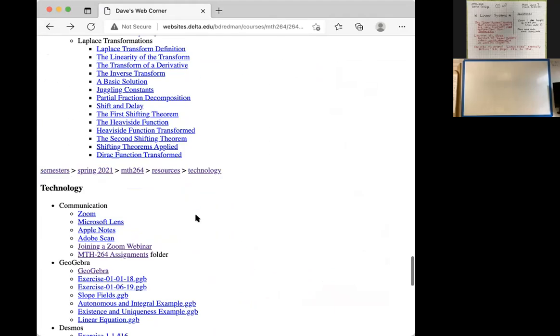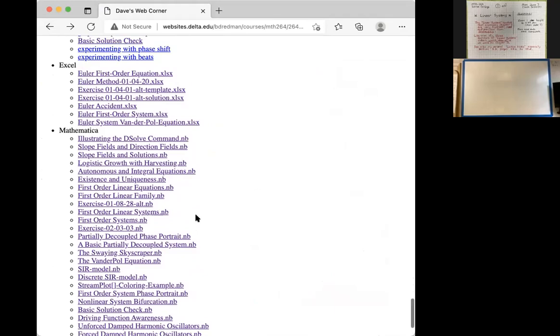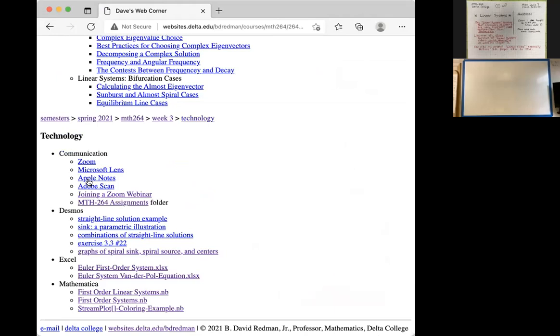Under technology, there's certainly some Mathematica. Oops, I'm on my resources page. Let's go back to the week 3 page, technology. We've got some basic Mathematica worksheets to help us understand first order linear systems. And first order systems is from last week. I leave it up there for comparison. And then in an email, I showed you an example with a much more precise way of coloring your phase portraits.